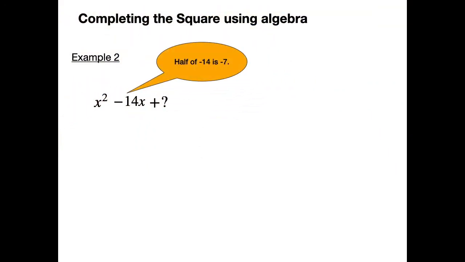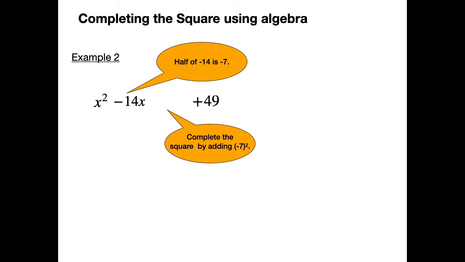Second example, complete the square for x squared minus 14x. Because the x term is minus 14x, take half of the minus 14, that's minus 7, and the added square is minus 7 squared. So an extra 49 completes the square, and you end up with the square of x minus 7.